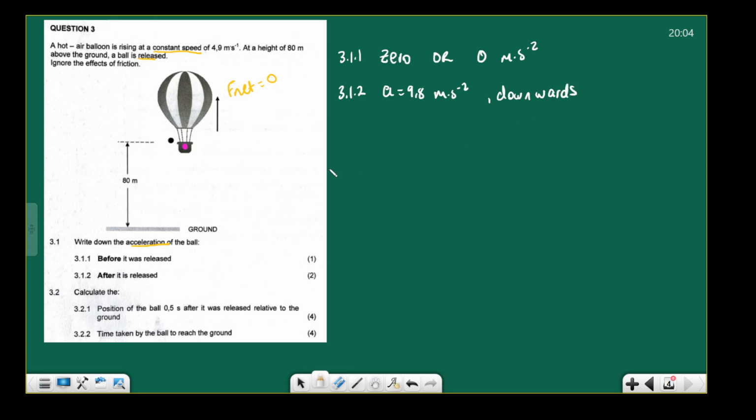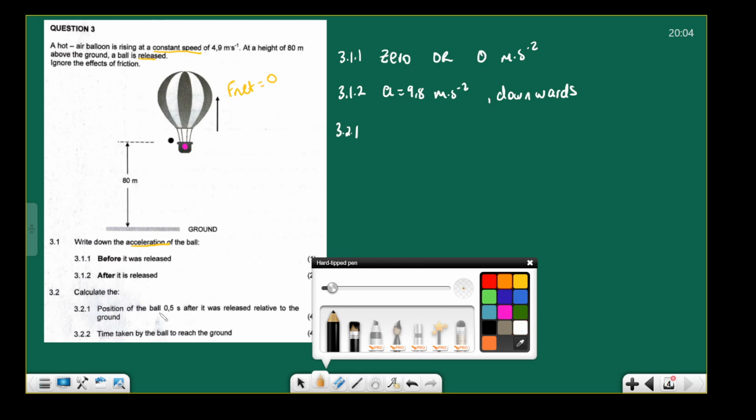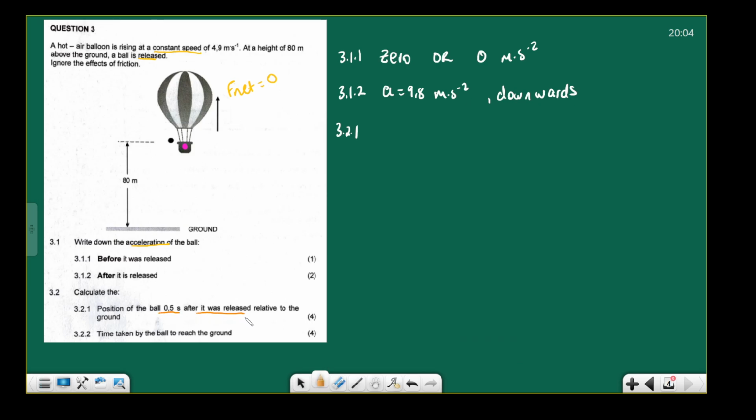So that is the answer there. And in 3.2.1, it says calculate the position of the ball 0.5 seconds after it was released relative to the ground.